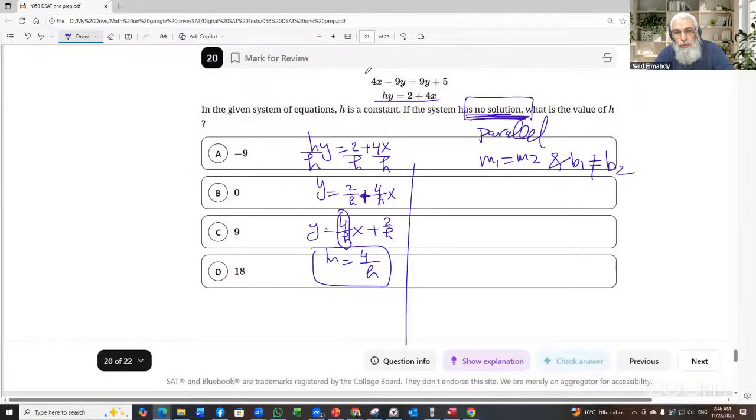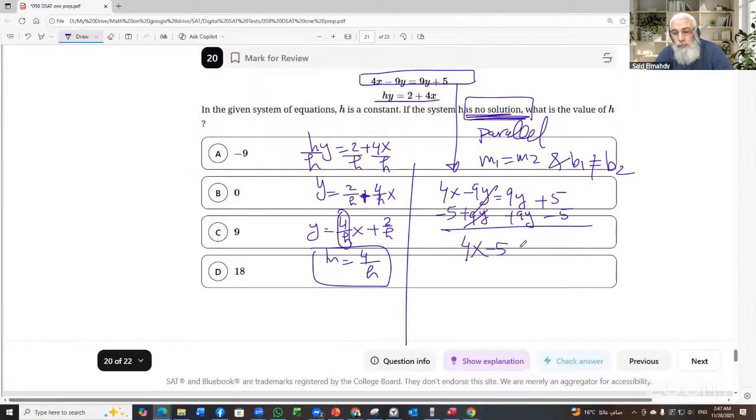Other equation: from this equation, we have 4x minus 9y equals 9y plus 5. We add 9y to both sides. So minus 9y plus 9y is 0. And we can subtract 5 from both sides. This is 4x minus 5 equals 18y. We can divide by 18. So y is equal to 4 over 18 x minus 5 over 18, and this is the slope.